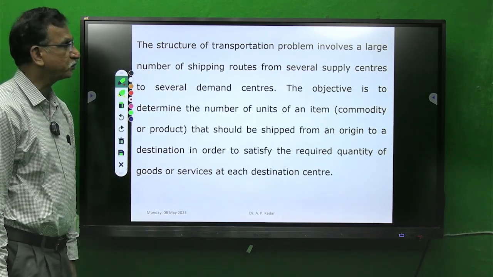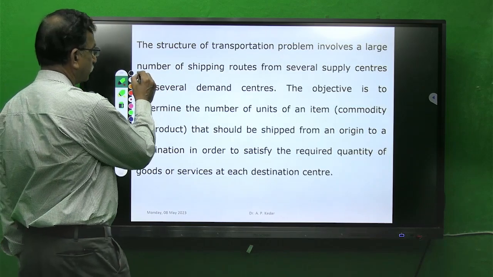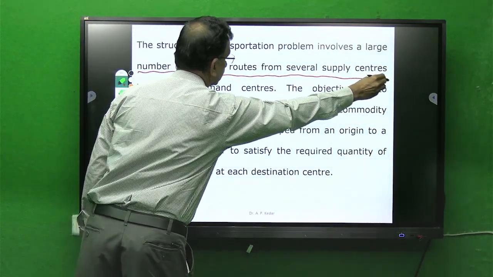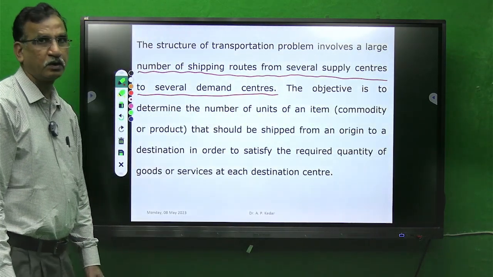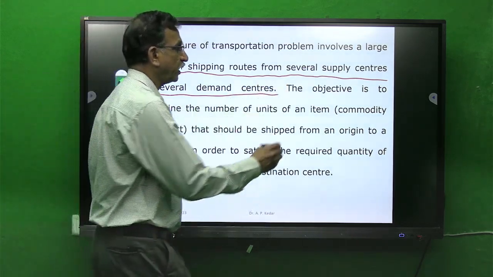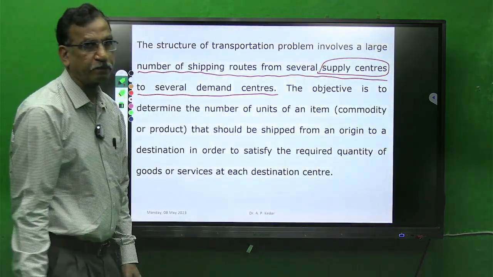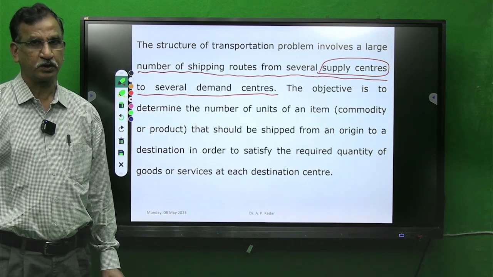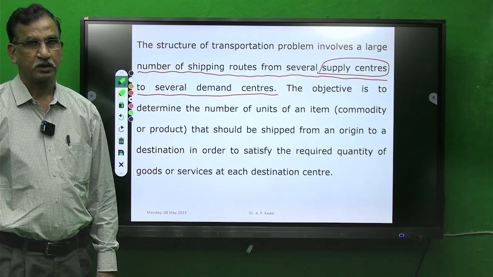The structure of the transportation problem involves a large number of shipping routes from several supply centers to several demand centers. Suppose here the supply center, what is the meaning of the word supply center? It is where the products are being produced. It is the origin where commodities are available. Those are supply centers.